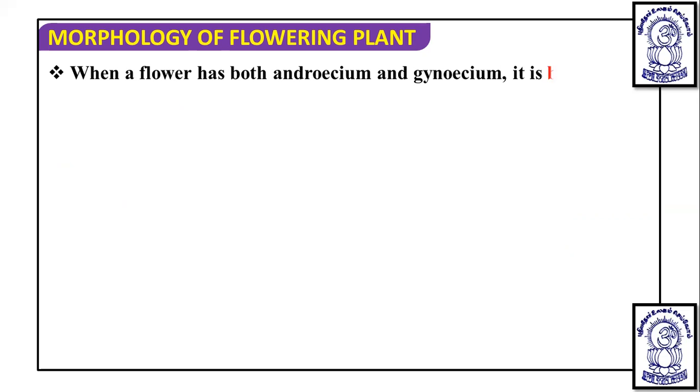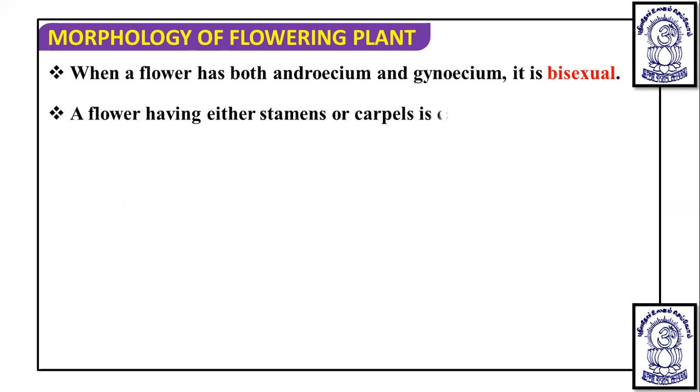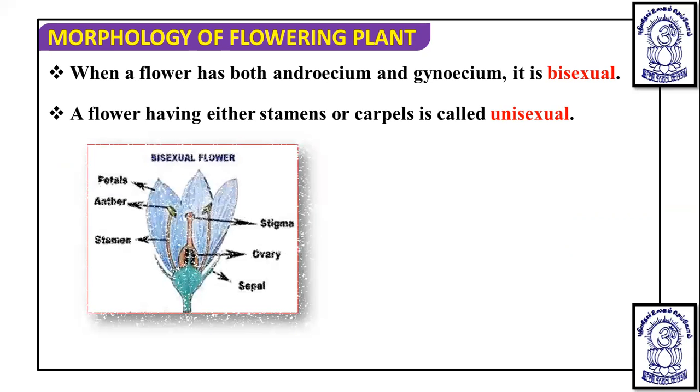When a flower has both androecium and gynoecium, that type of flower is known as a bisexual flower. Means it has both the male sex organ and the female sex organ. It has a male reproductive part as well as a female reproductive part. Then this flower is considered bisexual. But when a flower has only one of these two, either stamen or carpel, both reproductive organs not present in one, then it is known as a unisexual flower.